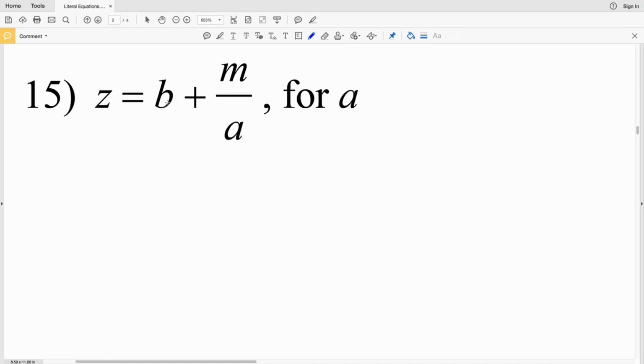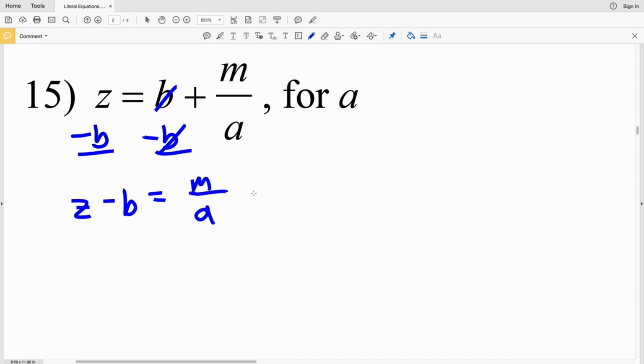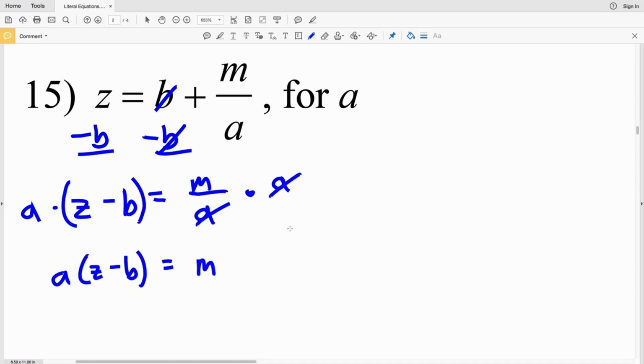We need to do this first by moving the b to the other side of the equation. When we subtract both sides by b, we'll have z minus b equals 0 plus m over a, which is m over a. Then what we need to do is multiply both sides by a to get a out from the denominator. So we'll have a times z minus b on the left-hand side, and that's going to be equal to m on the right. Except we're solving for a, not m. So now we're going to have to divide by the quantity z minus b.